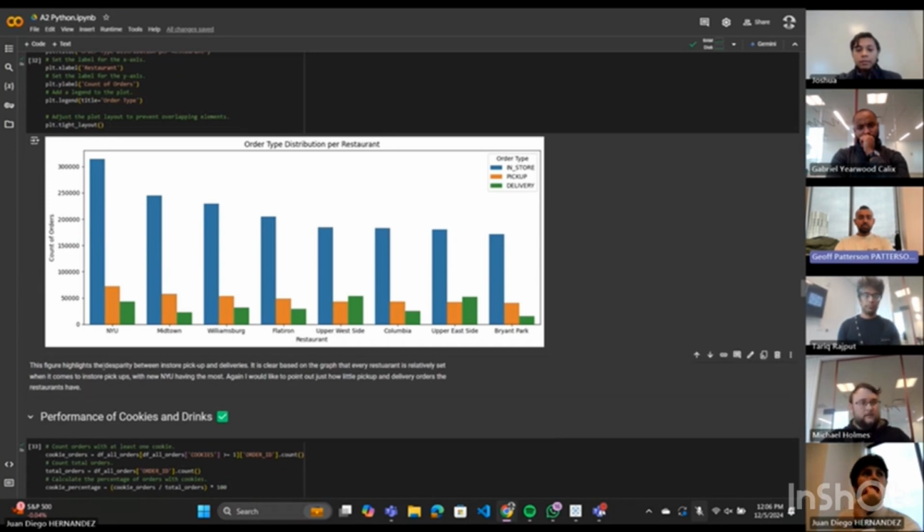This figure highlights the disparity between in-store pickup and deliveries, and it is clear based on the graph that every restaurant is relatively set when it comes to in-store pickups, with New York having the most. And again, I would like to point out just how few pickup and delivery orders the restaurants have.